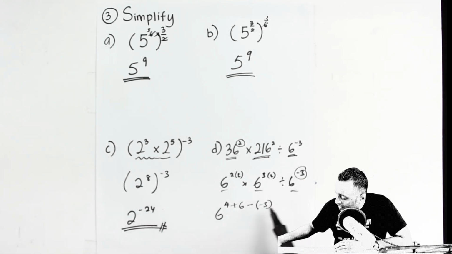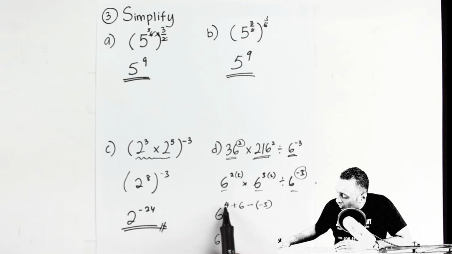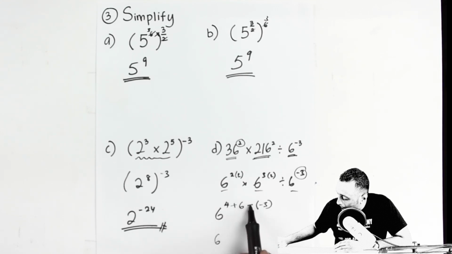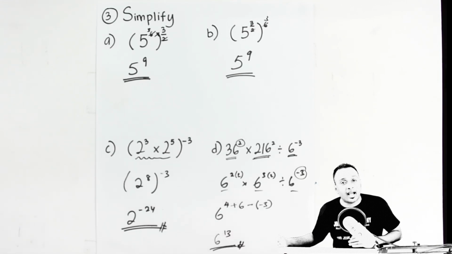Alright. So now we can simplify this whole thing. 6 power 4 plus 6 is 10. 10 plus 3. Negative negative become plus. Plus 3 will be what? 13. So that should be the final answer. So 4 questions is done. What's next? More questions. So now at question number 4, let's try this out.